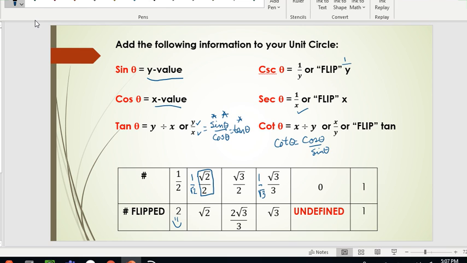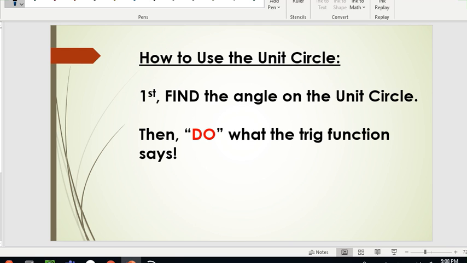0 becomes undefined, because if we put 0 over 1 and we flip it, guys, friends don't let friends divide by 0. So don't do it. This is undefined. All right, and 1 just becomes 1. So this is a pretty important chart that you may want to remember. It can help you. All right, going on.